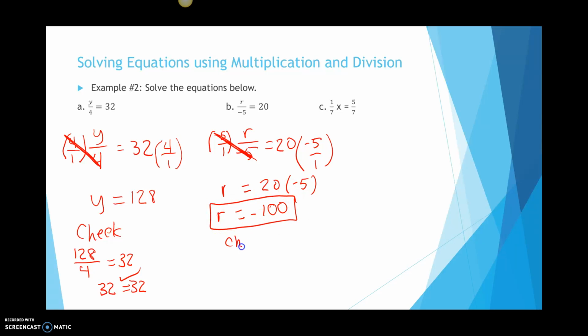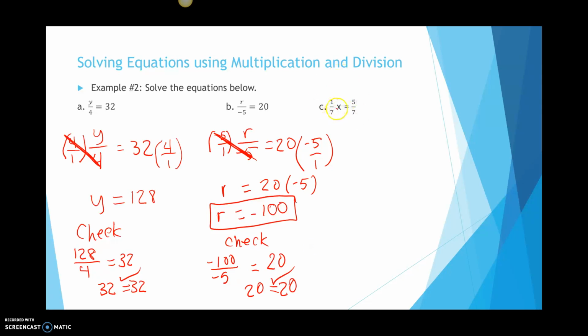We can check that by plugging negative 100 in for r. Negative 100 divided by negative 5 does give me a positive 20, so 20 equals 20, and that checks itself out.